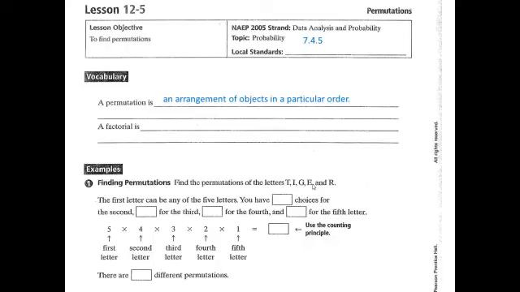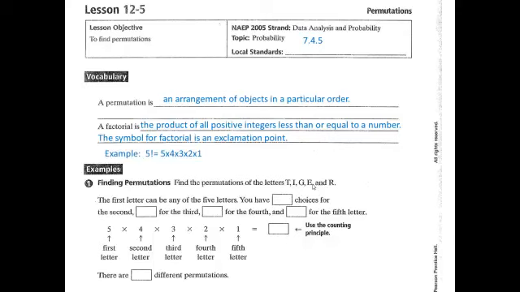Our vocabulary for this time, we have permutation, which is an arrangement of objects in a particular order. We also have factorial, that is the product of all positive integers less than or equal to a number. The symbol for a factorial is an exclamation point. If you see a number followed by an exclamation point, they're wanting you to find the factorial.